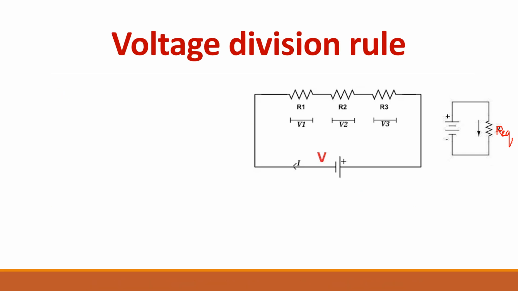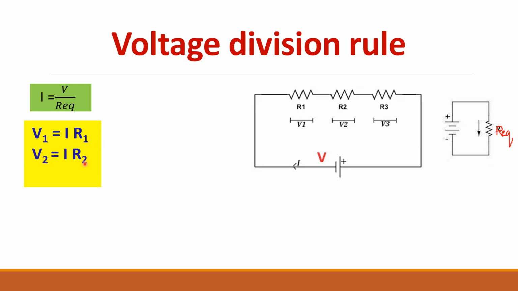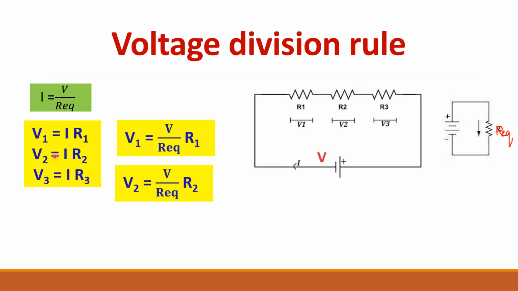Now we can find the voltage across each resistance. There is a rule for how this voltage gets divided among the resistances. We know I is equal to V divided by R equivalent. So V1 is equal to I into R1, V2 is I into R2. Now V1 is equal to V divided by R equivalent into R1. Similarly, for V2, I can write V divided by R equivalent into R2.